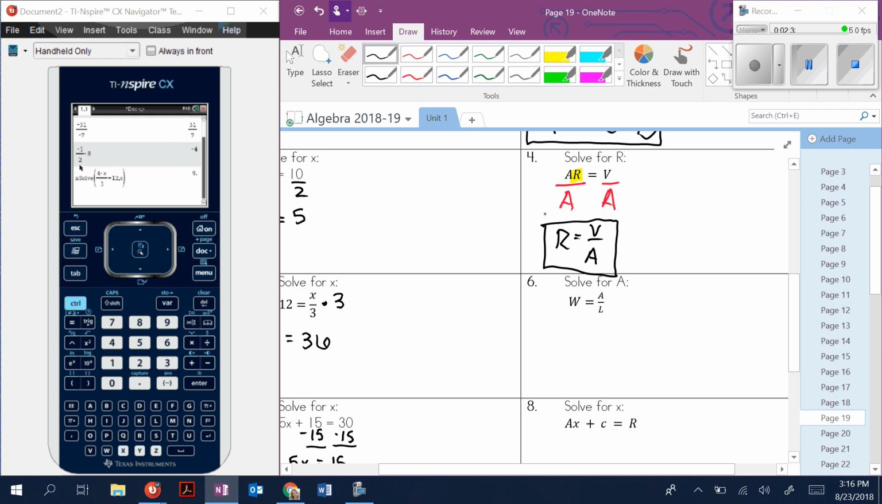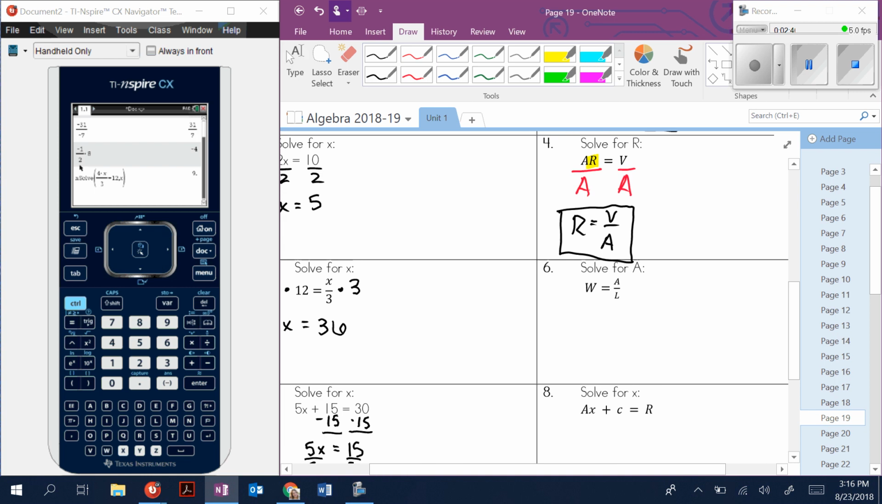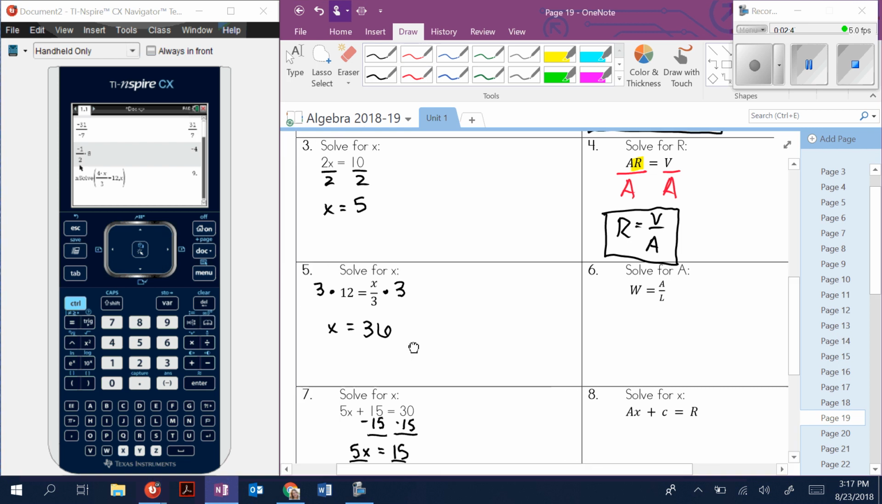Okay, see, it's not scary. It looks scary, but it's not. Less math. I didn't have to divide a into v like I had to divide 2 into 10 over here on my example number 3.